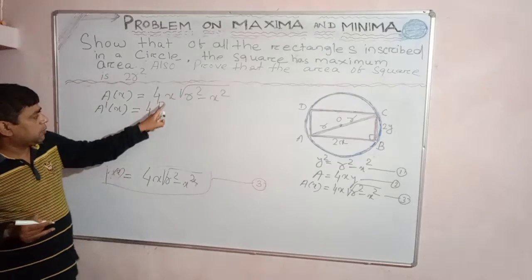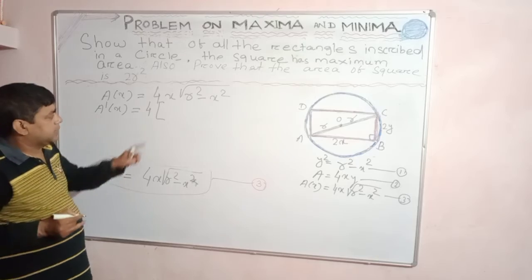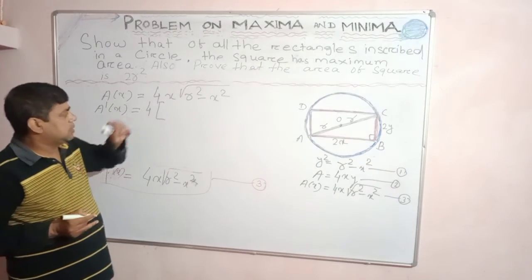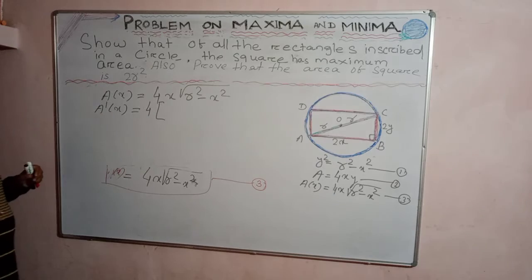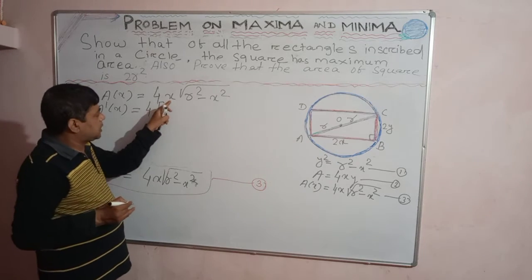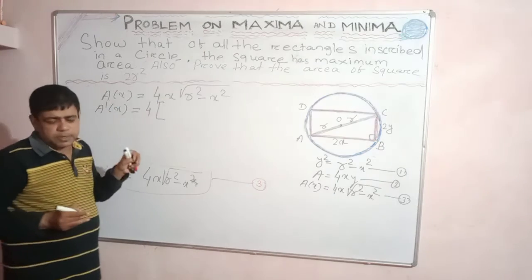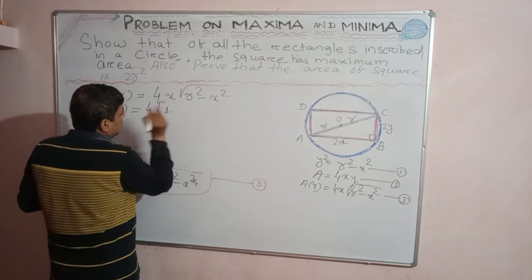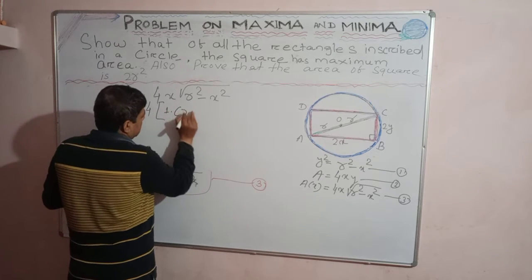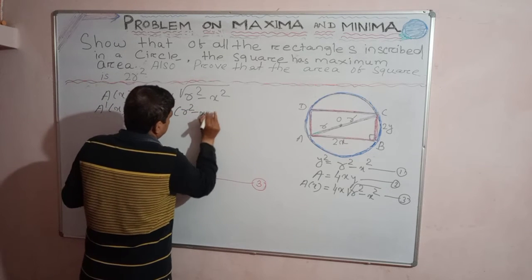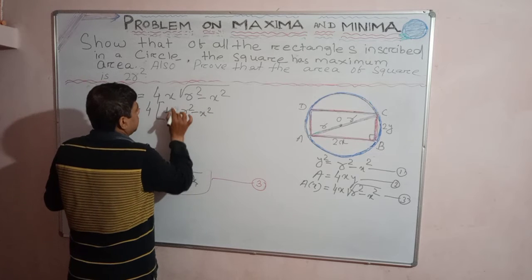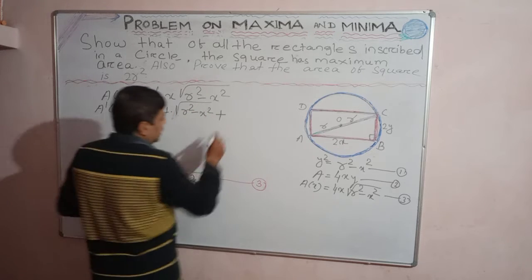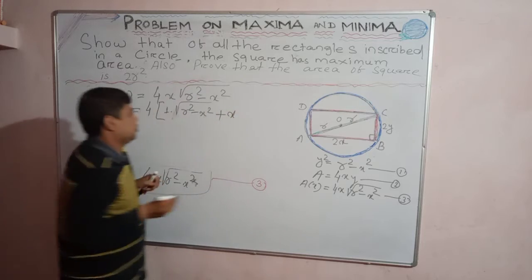Okay. So while you are finding the derivative of a product of two functions, this is called the first function, which is x. This is the second function, which is the square root of r square minus x square. So we know the derivative of the first function, x, is 1, into the second function, the square root of r square minus x square. Right? Then plus the first function into the derivative of the second function.